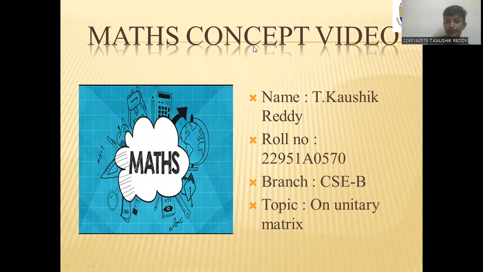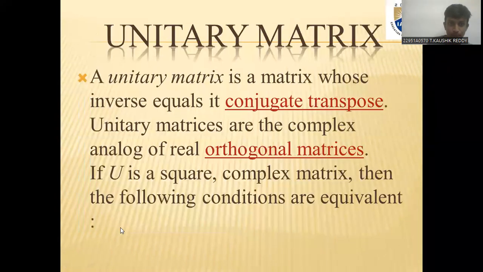So let's start. So what is a unitary matrix? A unitary matrix is a matrix whose inverse equals its conjugate transpose. Unitary matrices are the complex analog of real orthogonal matrices. If U is a square complex matrix, then the following conditions are equivalent. So basically, a unitary matrix is a matrix whose inverse is equal to its transpose, I mean conjugate transpose matrix.